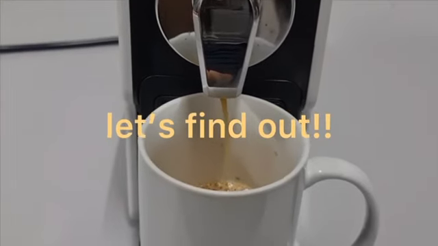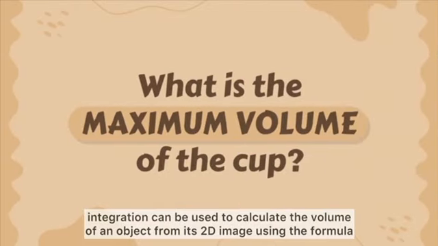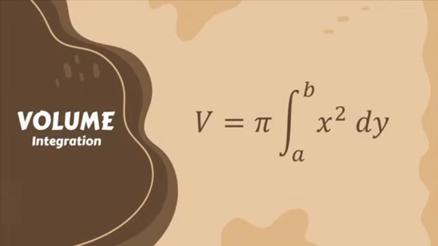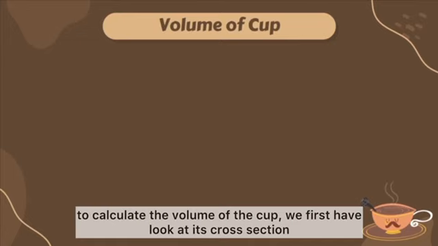Let's find out! Integration can be used to calculate the volume of an object from its 2D image using the formula volume equals to pi times the integral from a to b of x squared dy. To calculate the volume of the cup, we first have to look at its cross-section.